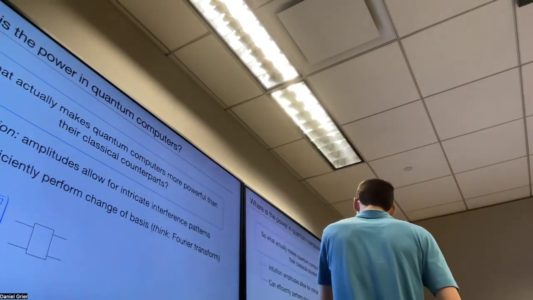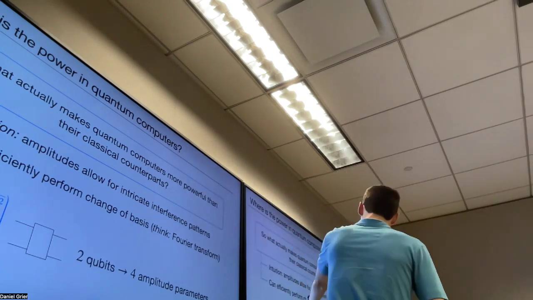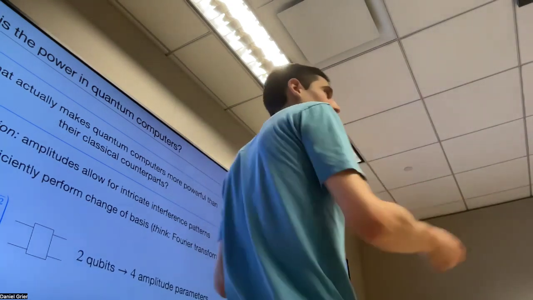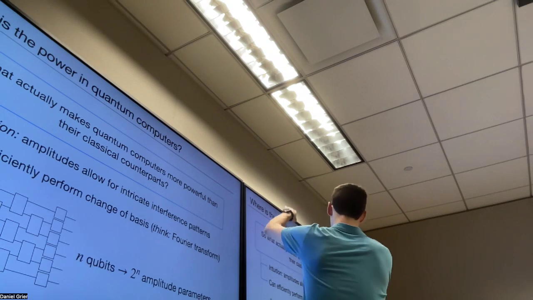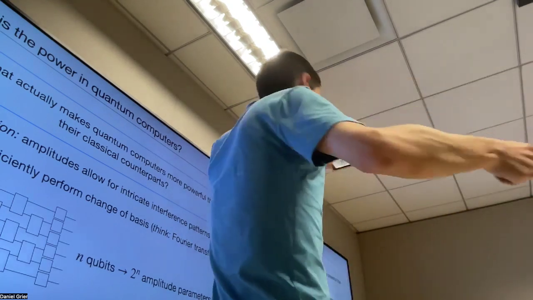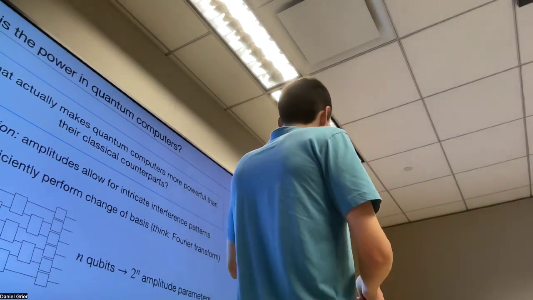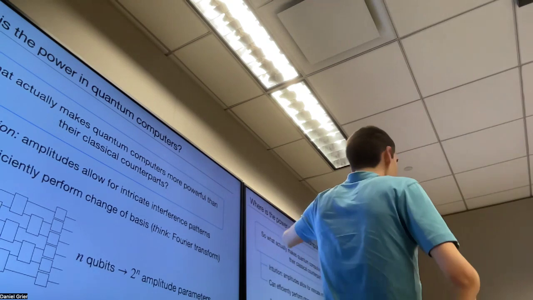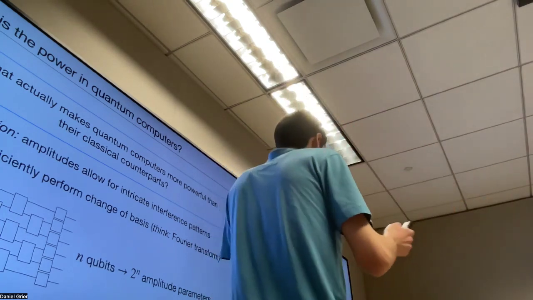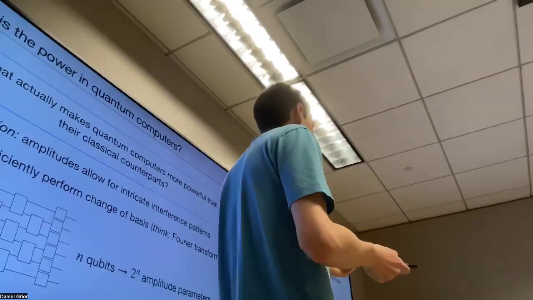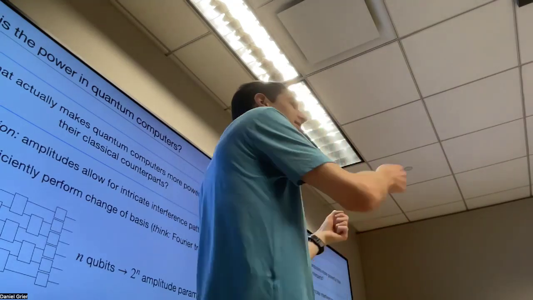Just to give you some intuition for why that's scary: if I have 2 qubits, I have to keep track of 4 amplitude parameters to know what's going on in my system. But if I have an n qubit system, the number of amplitudes I need to write down is 2 to the n. It's exponentially many complex numbers needed to describe the state of my system. If I need exponentially many parameters to describe my system, that seems very powerful. It's not exactly this, but in some sense you're taking an exponential amount of information and compressing it down into a polynomial amount of information.